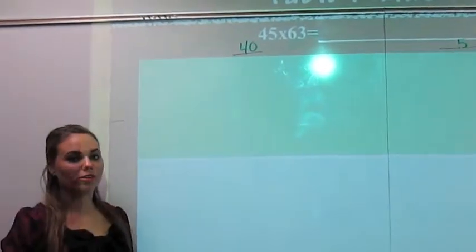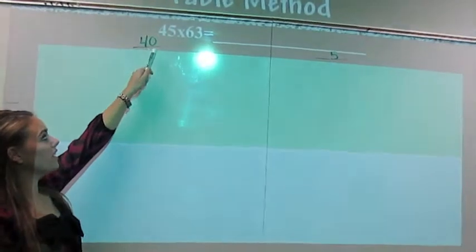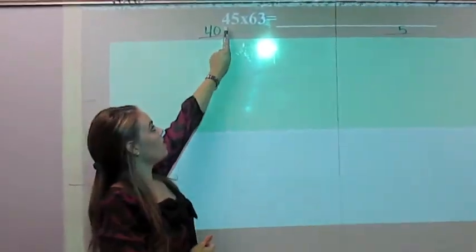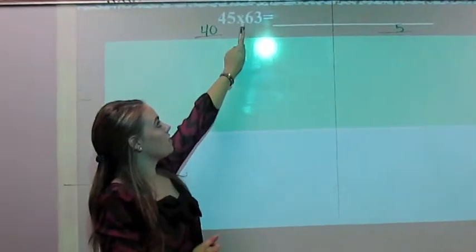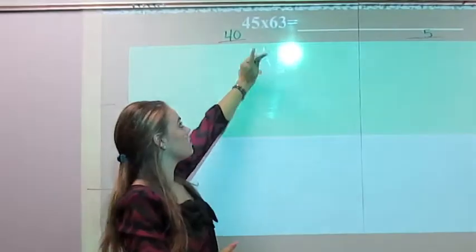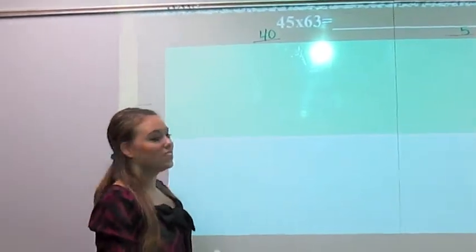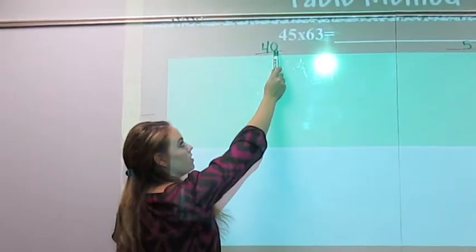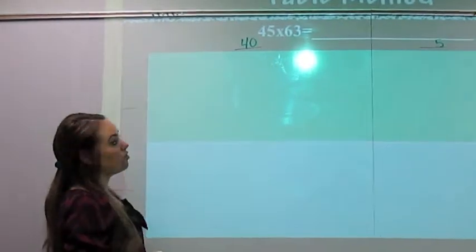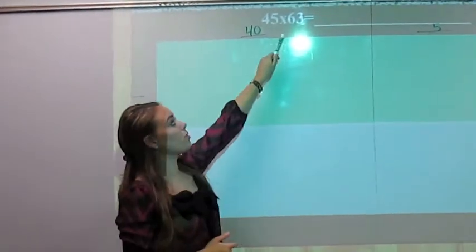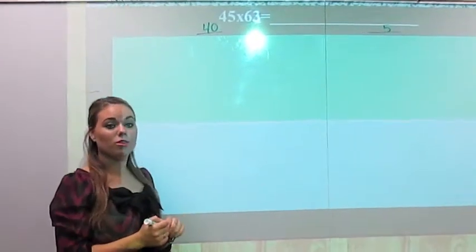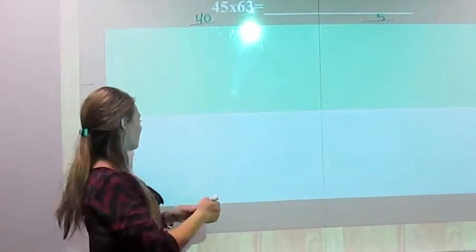Now you may be wondering why we made that a 40 and didn't put a 4 there. The reason is because we see that the 4 and the 6 are in the tens place. And because of that, we need to have something to hold that place and keep them there. So we're using the 0 there. And we're going to do the same for 63, we're going to break that down to 60 and 3 because those are both easy benchmark numbers.